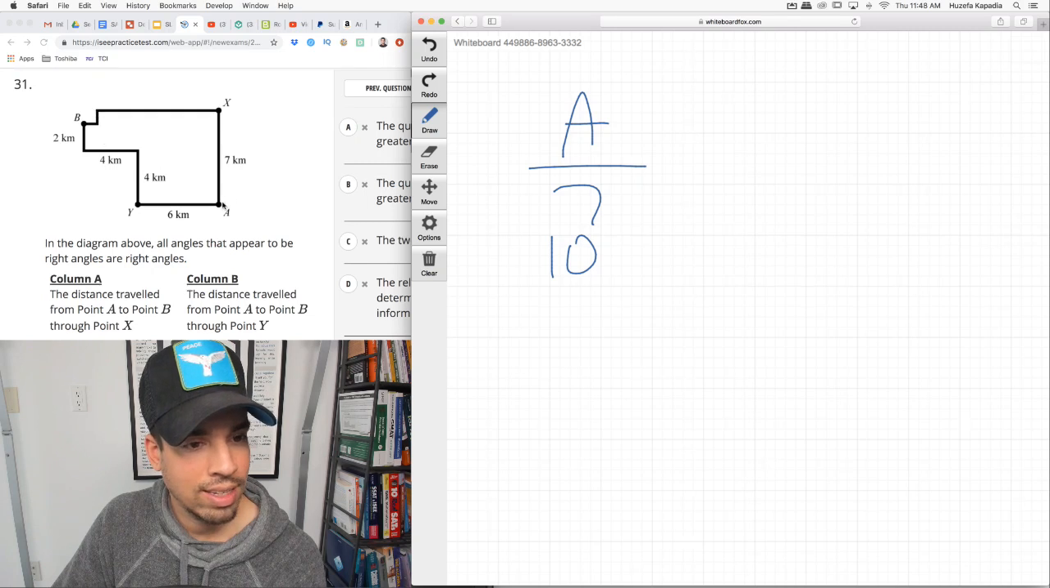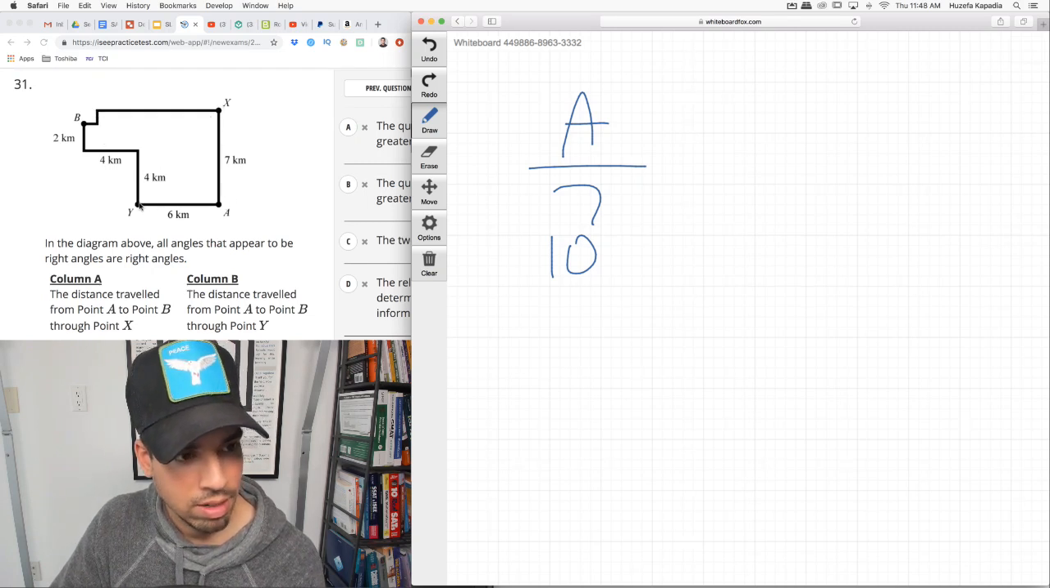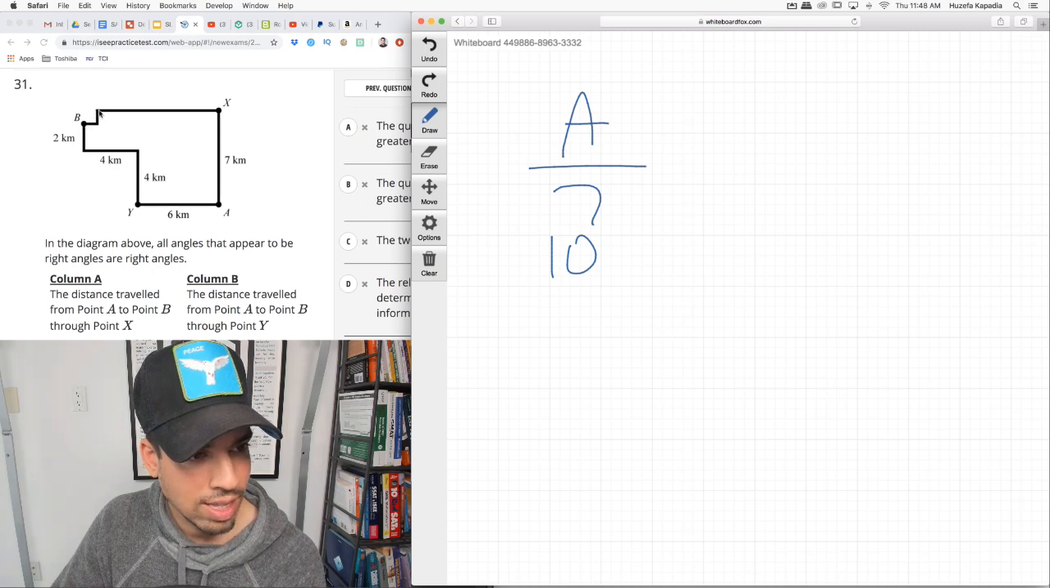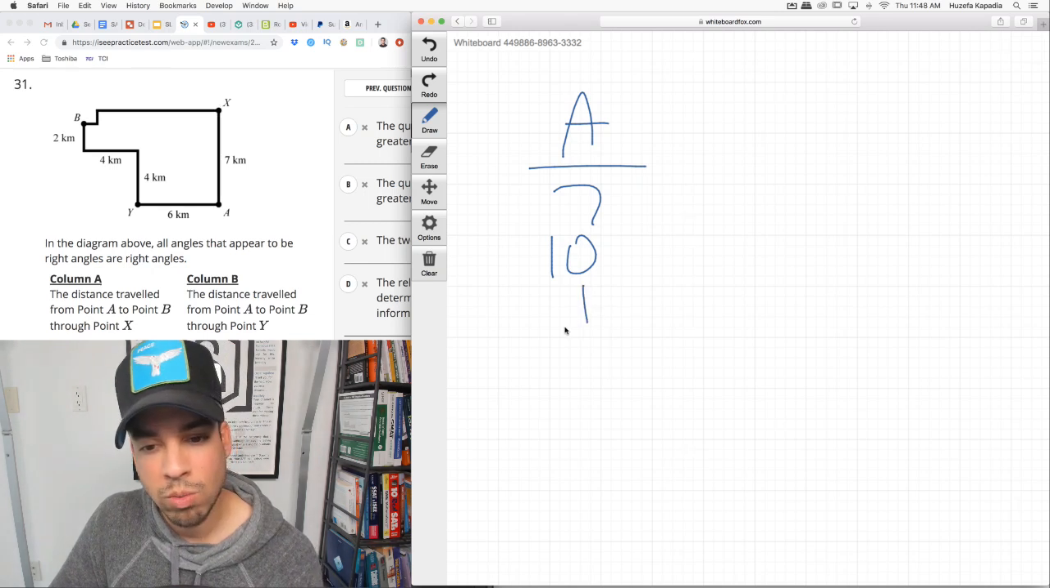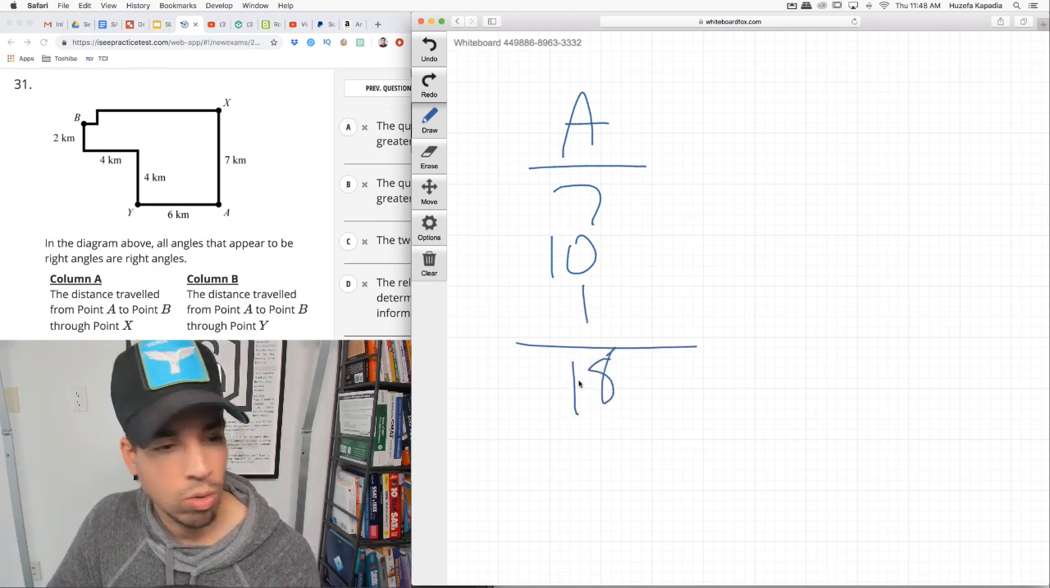Well, I know that this total going up is 7. And this going up 4 and 2 is 6. So it's 6 less than 7, which is 1, right? Because going up 4, 2, and obviously this last distance is 1 to get up to 7. That's equal to this side. So I'm saying 1, which means A is a total of 18.